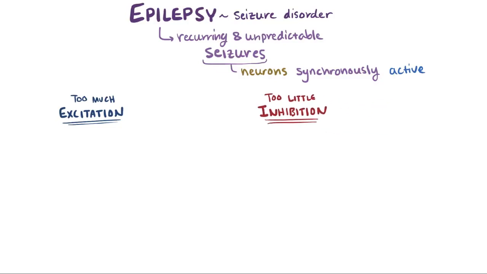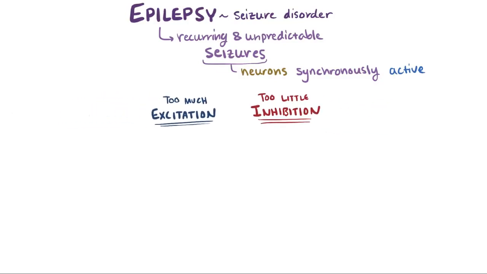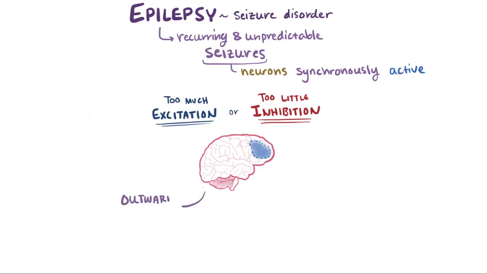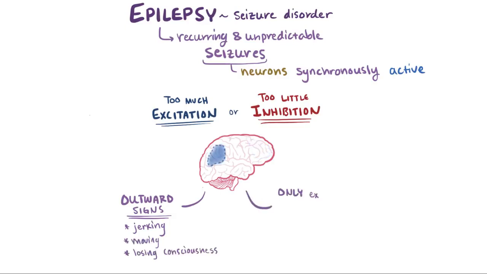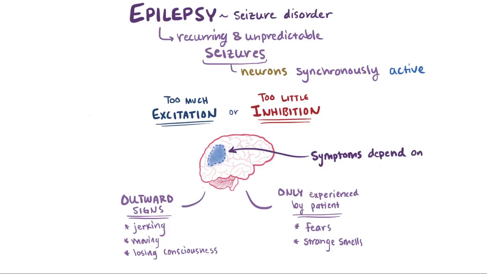Whether it's a decrease in inhibition or an increase in activation, when groups of neurons start firing simultaneously over and over, it's often noticed by others as obvious outward signs, like jerking, moving, and losing consciousness, but can also be subjective experiences that are only noticed by the person experiencing it, like fears or strange smells. It all depends on which neurons in the brain are affected.